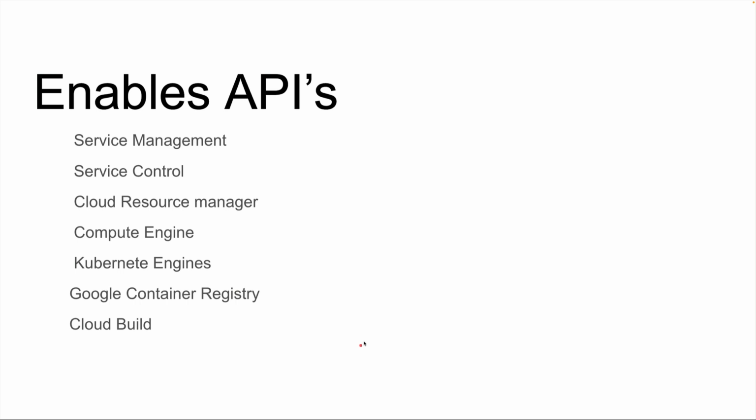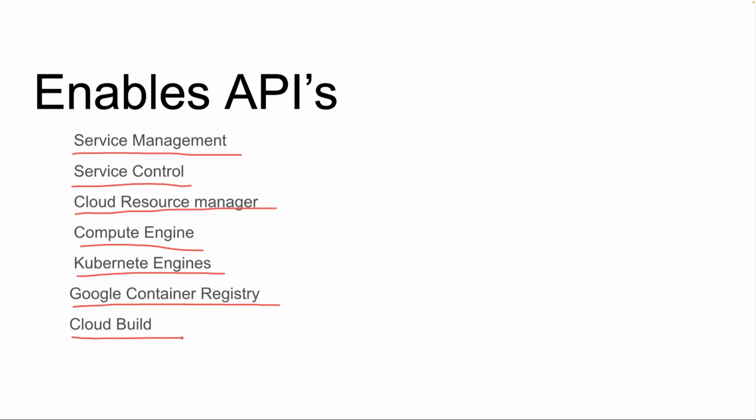Let me talk a little bit more about that. First you need to enable the Service Management API, Service Control API, Cloud Resource Manager API, Compute Engine API, Kubernetes Engine API, and Google Container Registry API. Lastly, you have to enable the Cloud Build API. Now let me go ahead and show the demo.